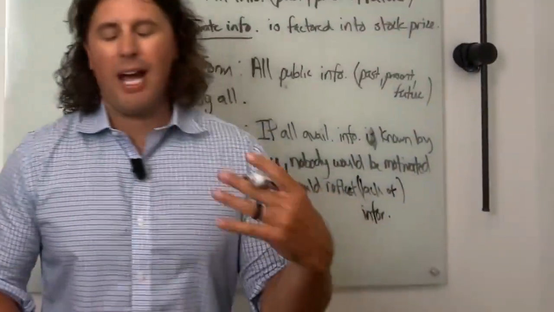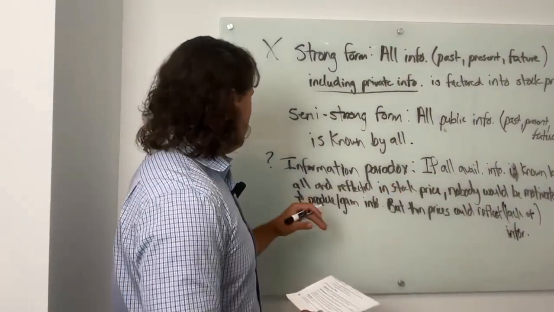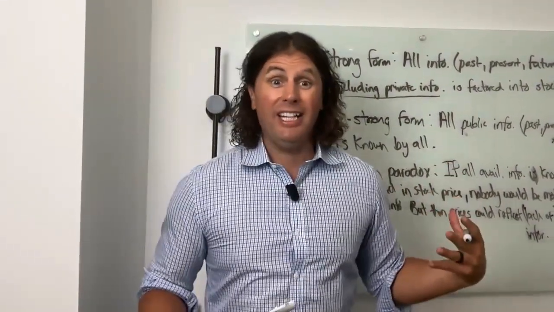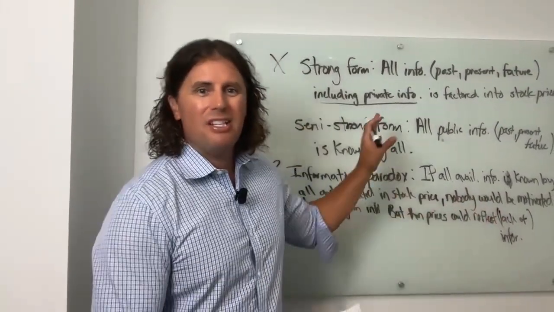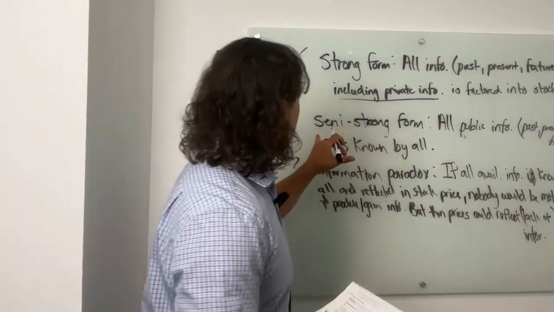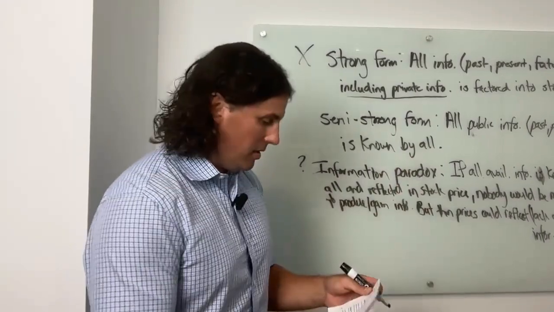So once again, we have this circular motion, and if all available information is known, we're not going to go find it. And if we're not motivated to find it, then the whole system breaks down. So it just challenges this whole semi-strong information, this known by all assumption here.